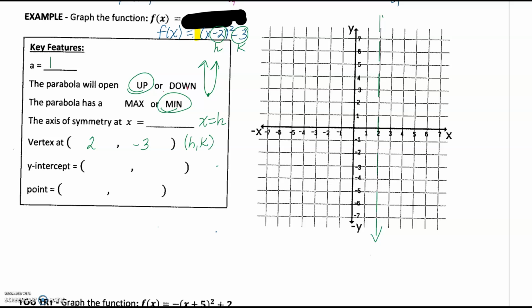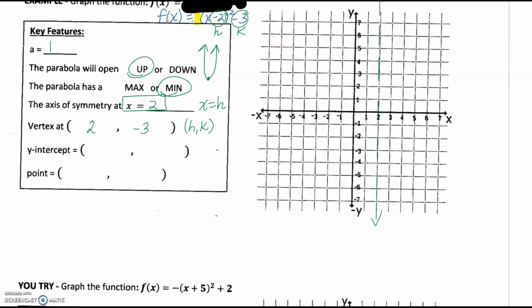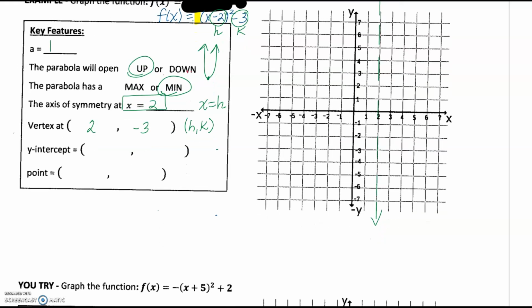Well, h is 2. And we got the 2 and we did it. Okay, it's an equation. x equals 2. Now we're ready to do our y-intercept. How do we do that? We plug 0 in for x. And we're going to plug that back into the function.